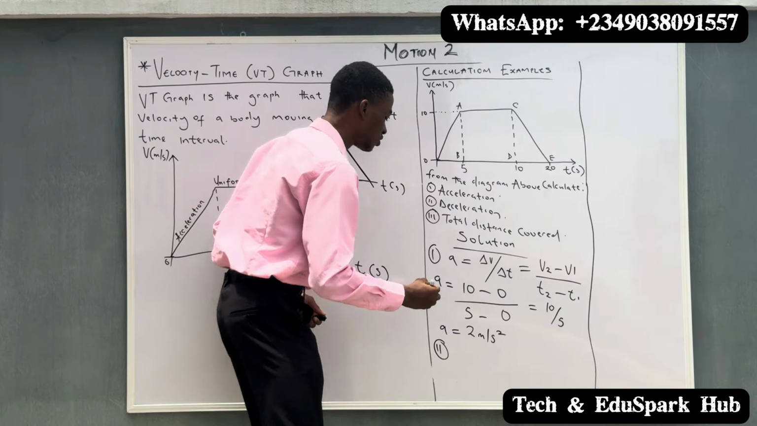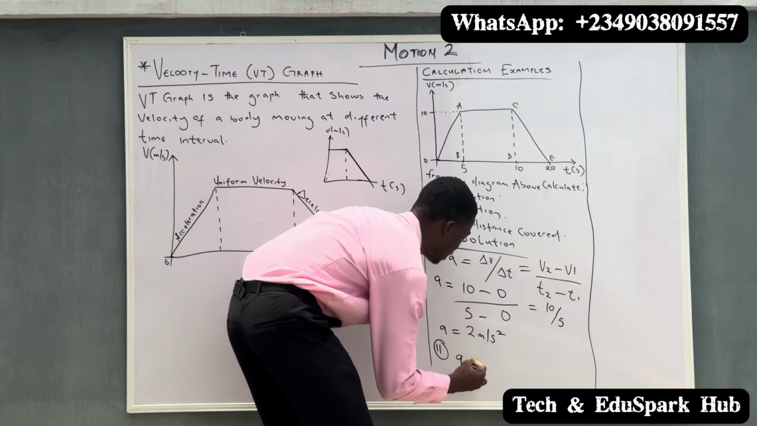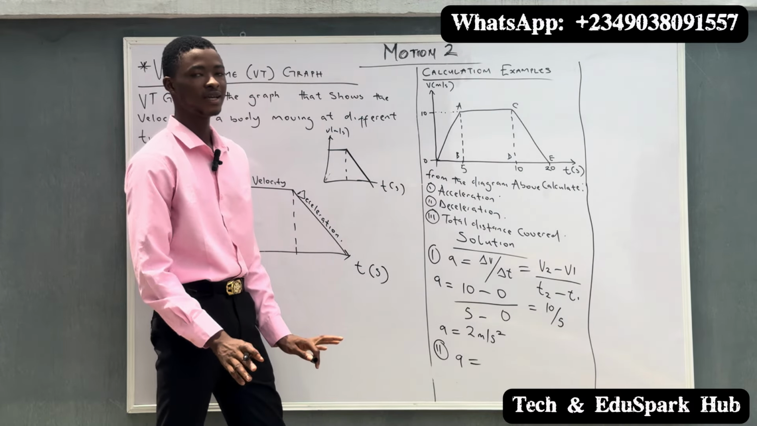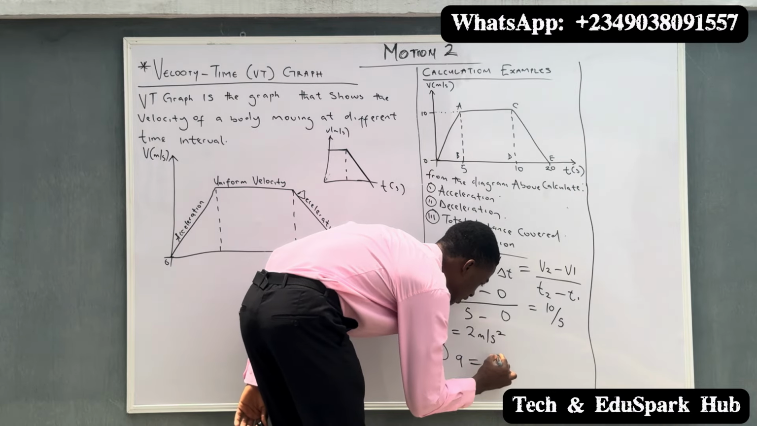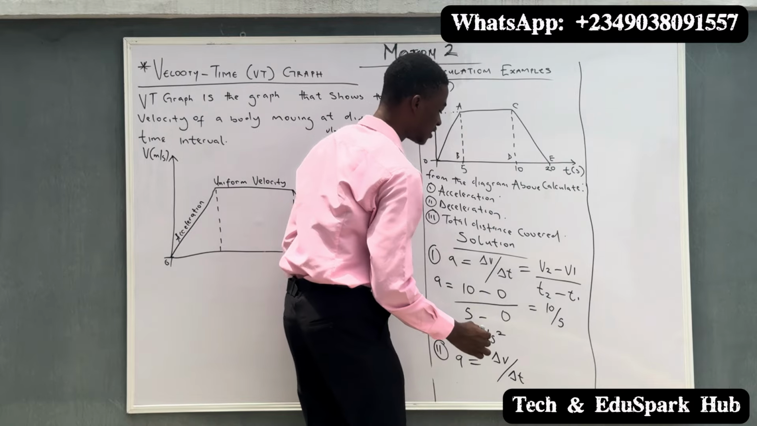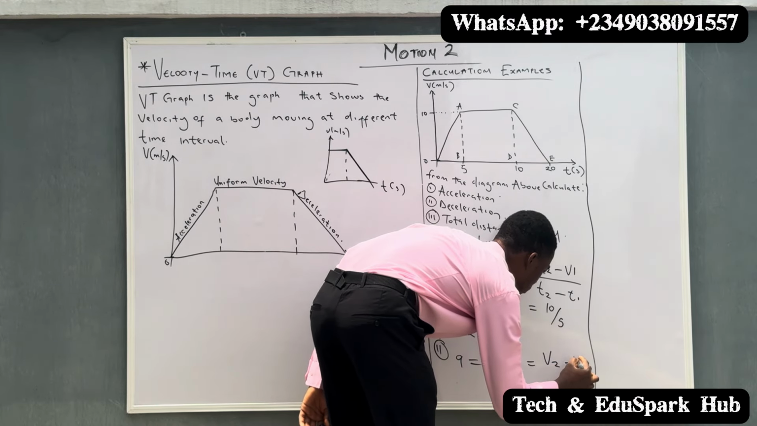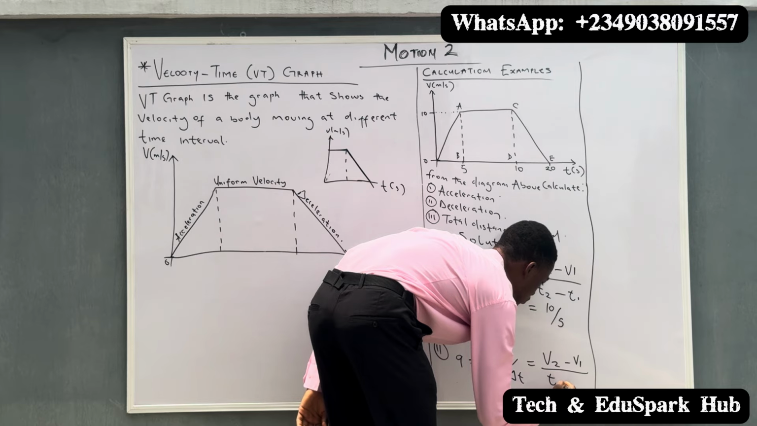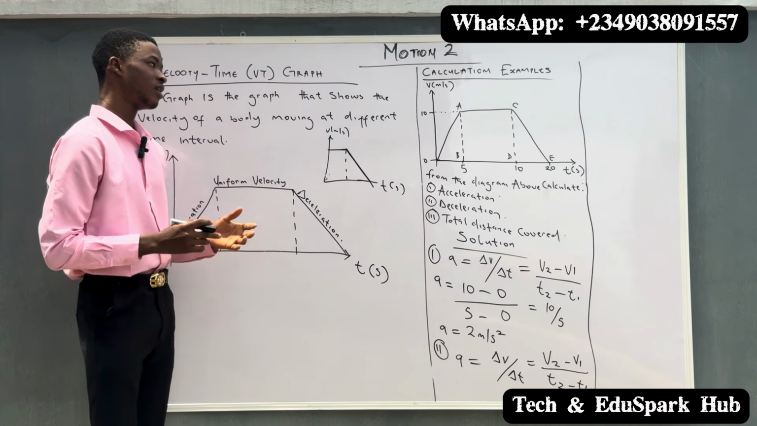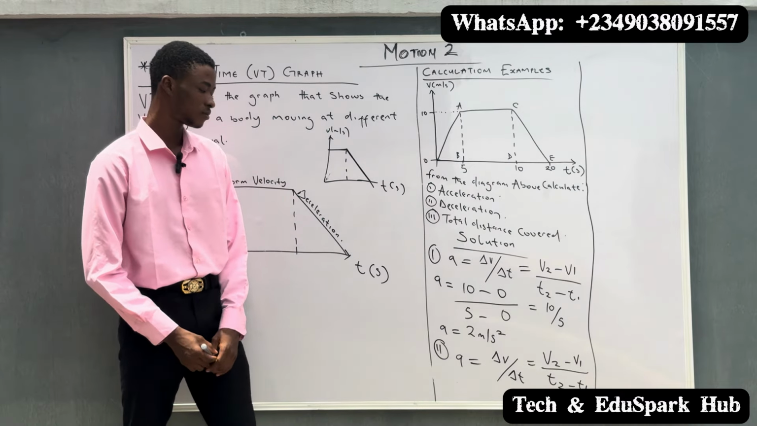So in this case, our deceleration is also equal to acceleration, but the difference is just that it is a negative acceleration. So it will also be given as change in v divided by change in t. And we say change in v divided by change in t will be given as v2 minus v1 over t2 minus t1. So this is also the formula for deceleration. The only difference is just that we are going to get a negative acceleration for deceleration.